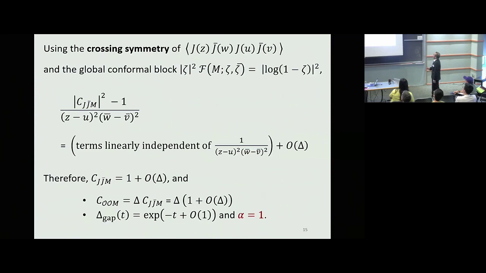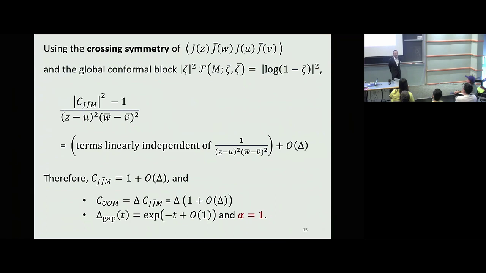we can actually write this crossing symmetry equation in this way. Because of this simple form, the crossing symmetry equation becomes of this form. On the left-hand side, you have the absolute value of C_J J-bar squared minus 1, divided by this function. And on the right-hand side is a function which is actually linearly independent of this function. So from this, it immediately follows that to the order of delta, this three-point function has to be equal to 1. Therefore, you can show that this three-point function of O M goes like delta, and therefore this follows. So this is a proof of this statement.